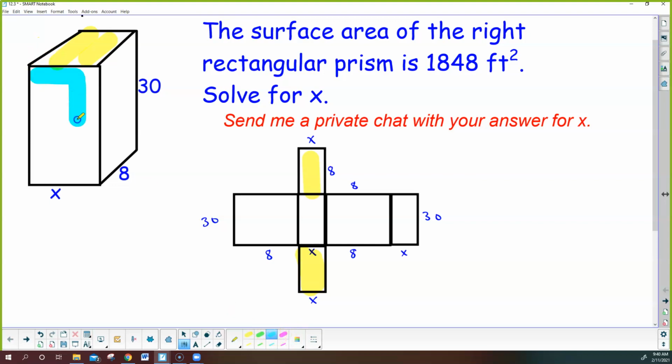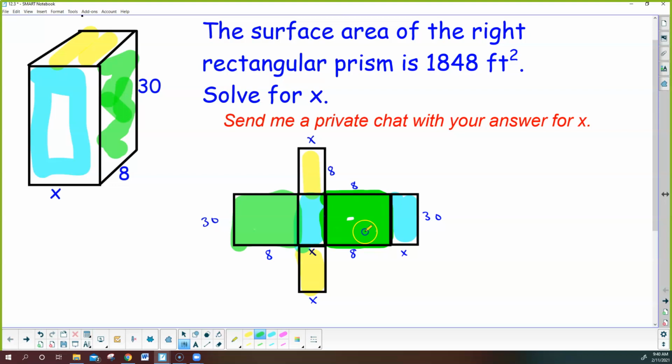The front side I can call x by 30. So this might be the front side, and then this would be the back side. And then the side over here is the larger 8 by 30, and that is the same here.